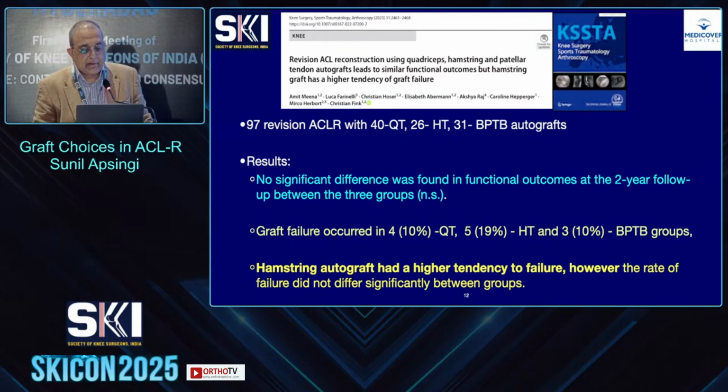However, the graft failures, if you note, were slightly higher on the hamstring side as compared to a bone patellar tendon or a quadriceps tendon. This was not significantly different in their statistics, but the numbers are too small to give any statistical importance.